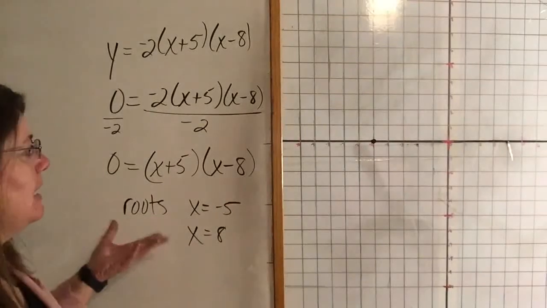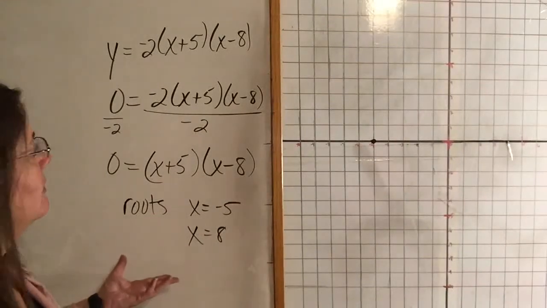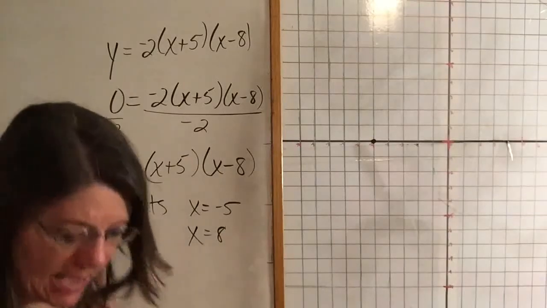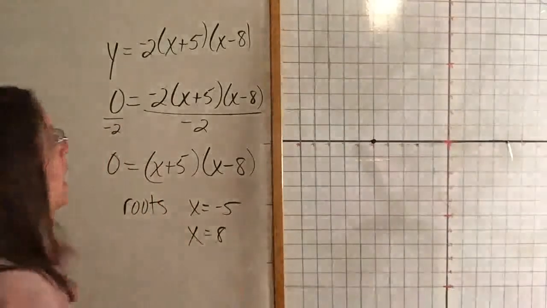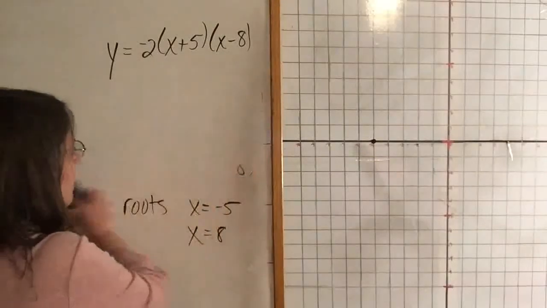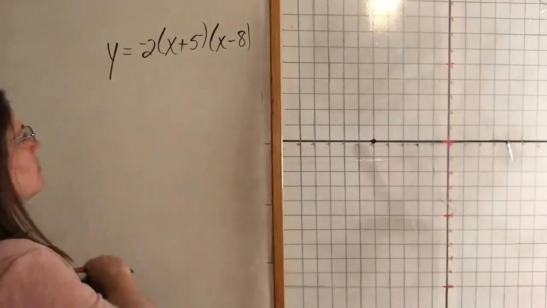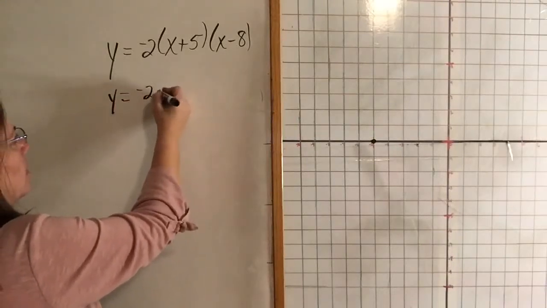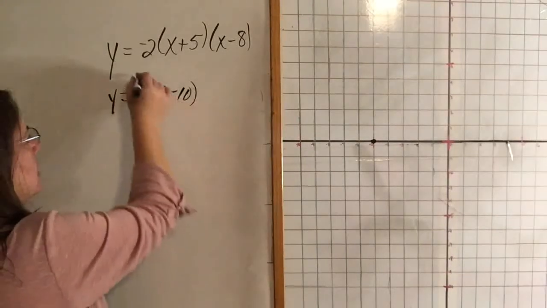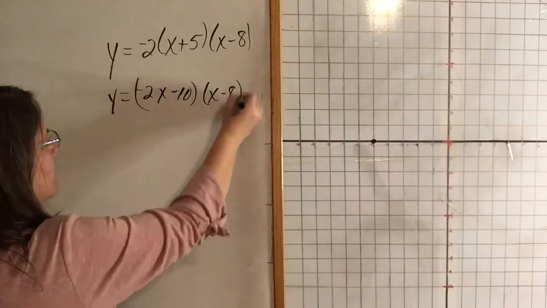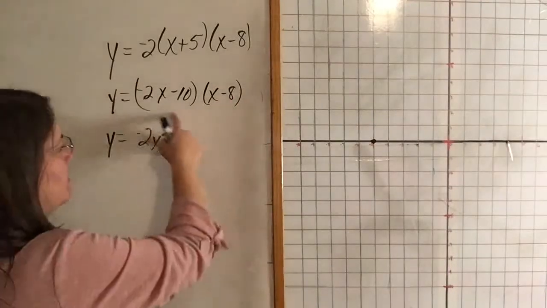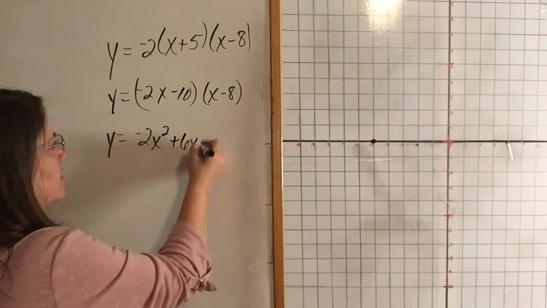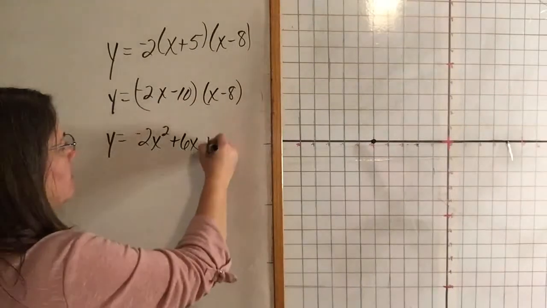It might be a good idea too to try to find the y-intercept. So if I think about that, the easiest way to find the y-intercept, we found everything we could by the factored form. So let's go ahead and FOIL that together. -2 times x minus 10 times x minus 8, plus 16x minus 10x would be a plus 6x. And then that's a positive 80.